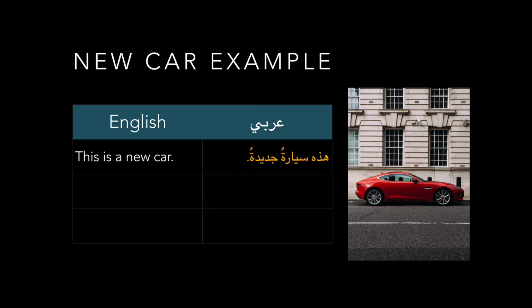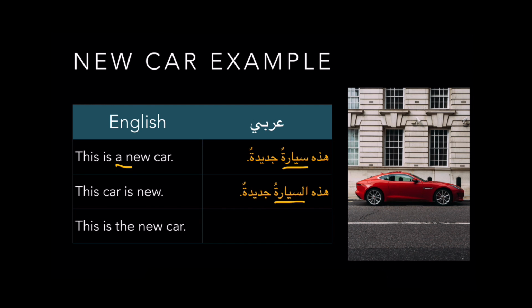Since we're talking about a new car, we use the indefinite سيارة. If you wanted to say this car is new, you would say بالعربي هذه السيارة جديدة. Notice because we're talking about this car, we use the definite السيارة. But what if we wanted to say this is the new car?